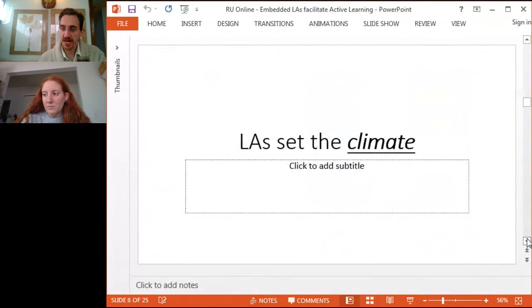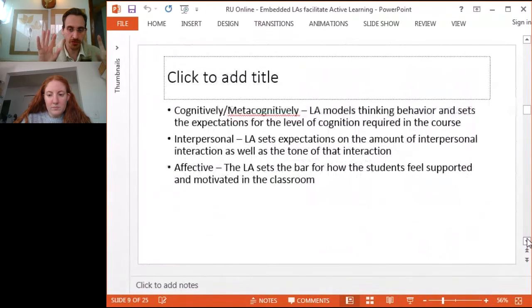The second intersection was setting climate, right, which was the intersection between content and social interaction. Now, when I say setting climate, there are three ways that I'm using the term. There's the cognitive way that the learning assistant sets climate. And in this, the learning assistant sets the expectations for the thinking behavior of the students in the class.